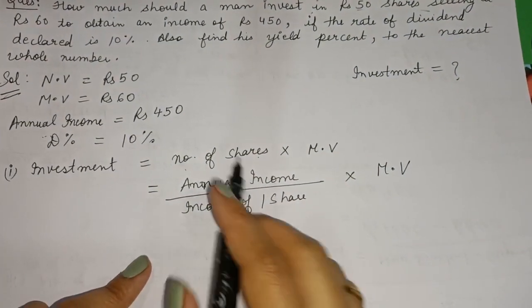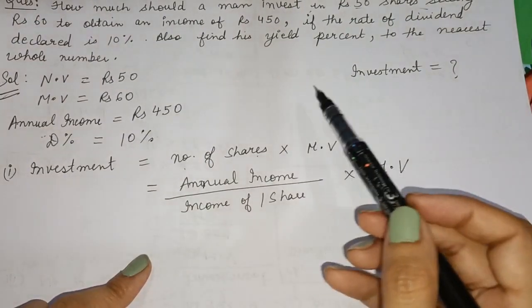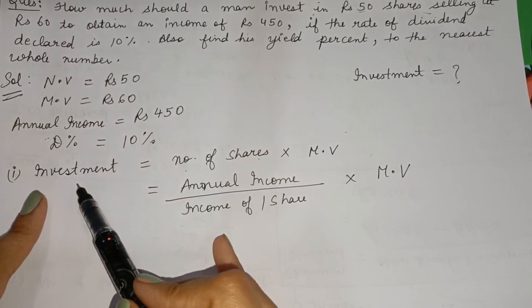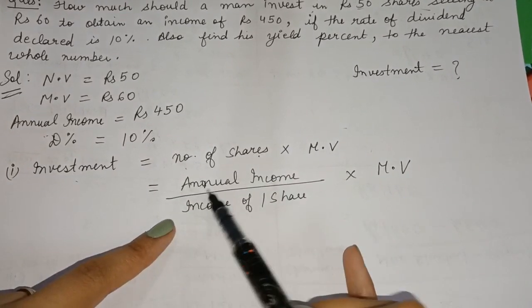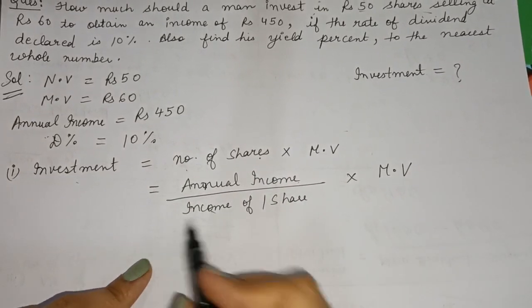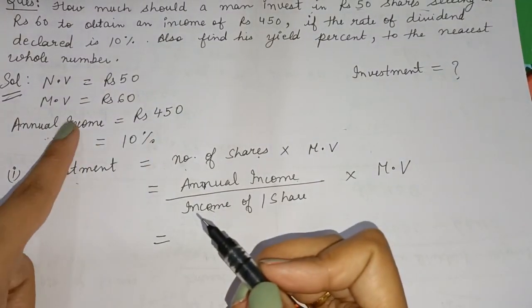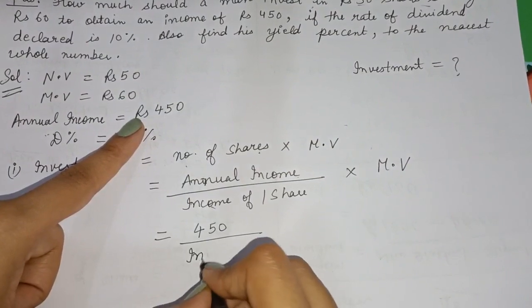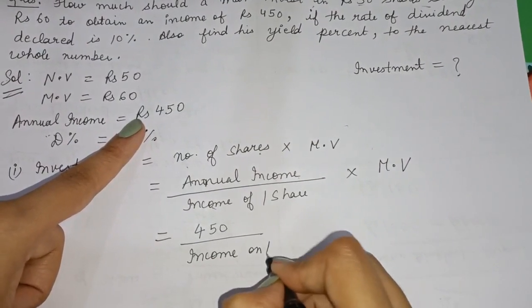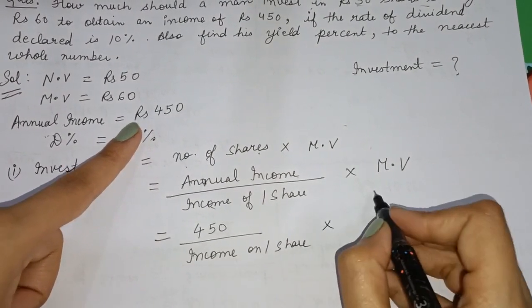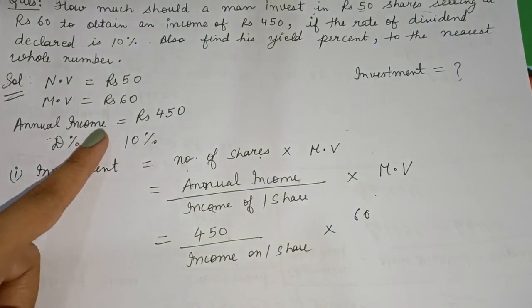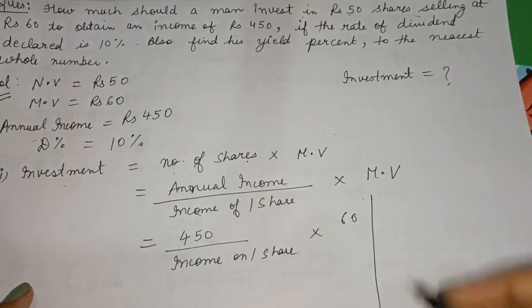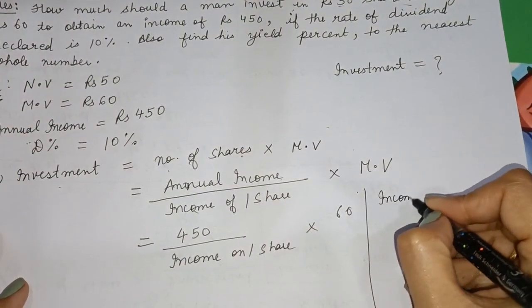So two formulas we have done for number of shares. One is investment by MB, and the other formula is annual income by income on one share. Annual income is given to us, 450. Income on one share is not there, that we can find. Income on one share into MB. MB is given to us as 60. Income on one share easily we can find here.